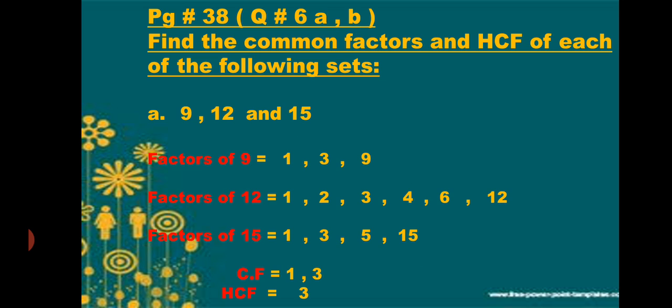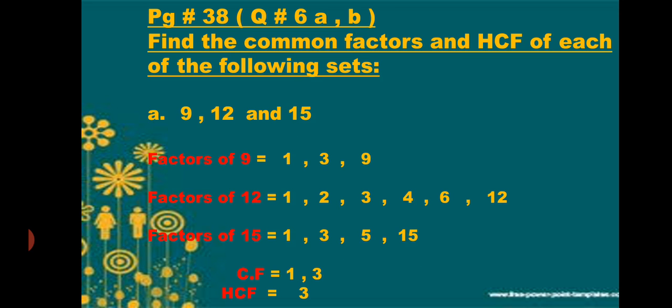Okay, so first, factors of 9 are 1, 3 and 9 because 9 is a multiple of these numbers, so these numbers are factors of 9. Then factors of 12: 1, 2, 3, 4, 6 and in last 12. Factors of 15: 1, 3, 5, 15.